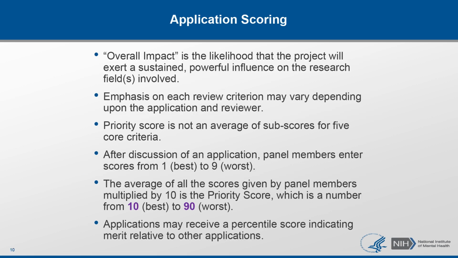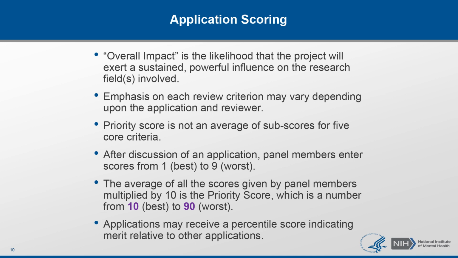Now, application scoring, it's worth understanding how this works. This is something that's done by the review panel. The assigned reviewers will each assign a preliminary what's called an overall impact score. They will also give scores to the 5 core criteria I mentioned, which are significance, investigator, innovation, approach, and environment. And I mentioned those a few slides ago. Those are rated 1 to 9, with 1 being the best and 9 being the worst. But the overall impact score is really the most important aspect of what ultimately is going to contribute to how the application is judged regarding its strength.